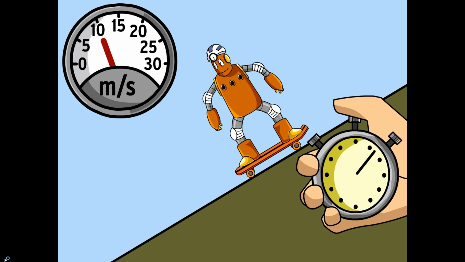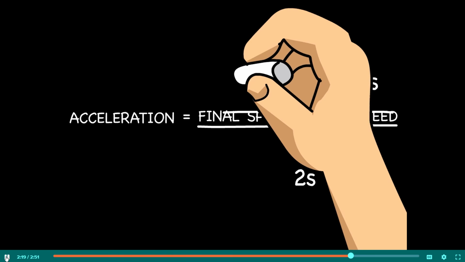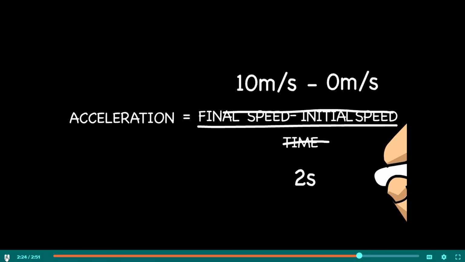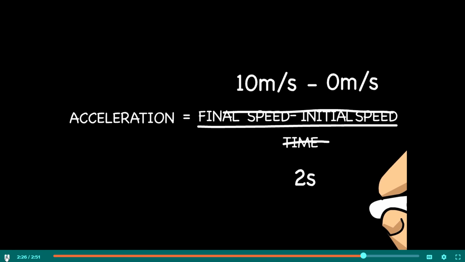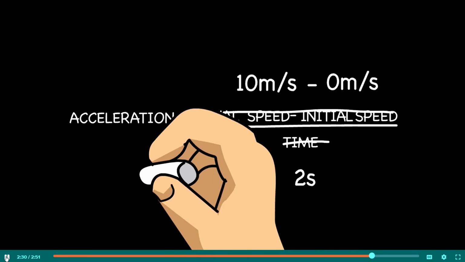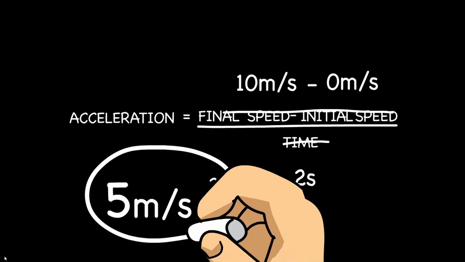We already know that it took Moby 2 seconds to get down the ramp, so let's plug that in for time. When Moby started, he was at rest, so his initial speed was 0 meters per second. Final speed is a little bit tricky. Let's go to a replay. Looks like he got up to 10 meters per second. So, we've got 10 meters per second minus 0 meters per second equals 10 meters per second, divided by 2. That's an acceleration of 5 meters per second squared.